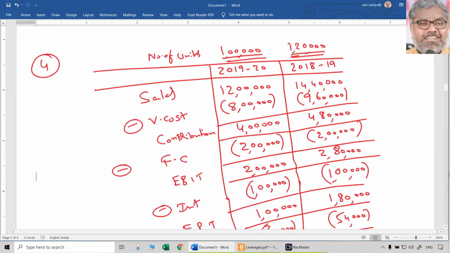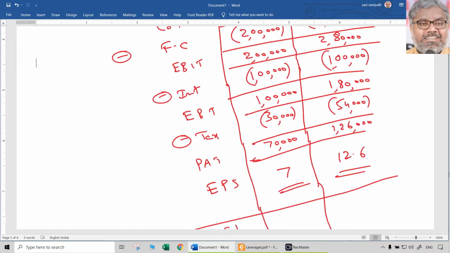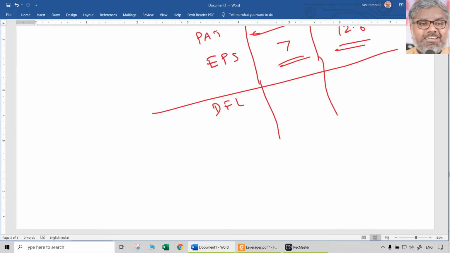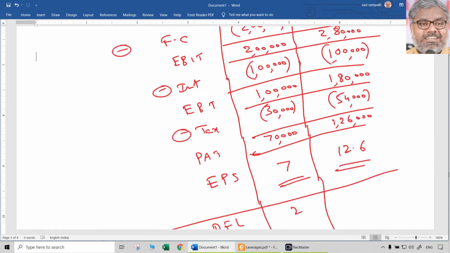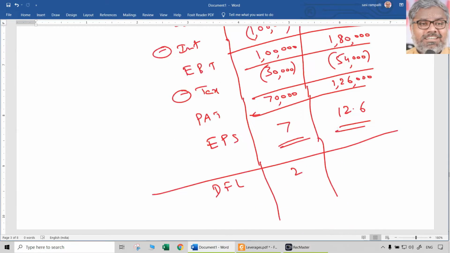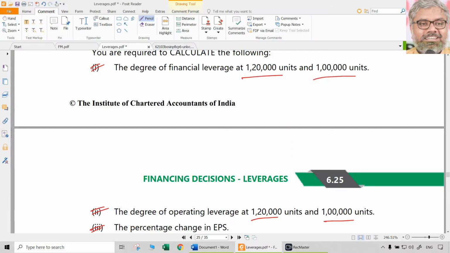Degree of financial leverage for both the levels he has asked. So degree of financial leverage, first answer. Formula: EBIT divided by EBT. 2 lakhs divided by 1 lakh, 2. You have to show that in the exam. Then 2,80,000 divided by 1,80,000, 1.55. That is degree of financial leverage. Done. That is first question.